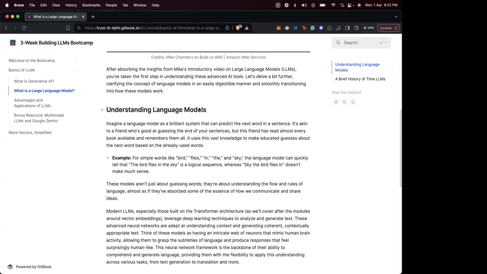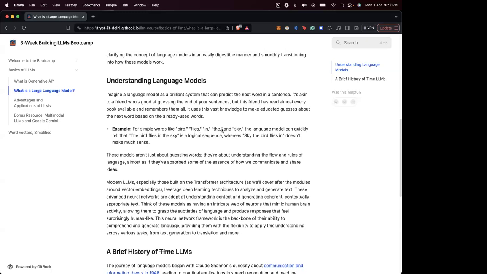So this is a very important thing that you're supposed to understand about these stochastic parrots, which is the fact that they are just probabilistic models where they will make educated guesses about the next word, but they don't specifically know the remaining words, or they don't have an innate ability of reasoning, quote unquote, in this context, right? So, for example, take simple words like "bird flies in the sky." The language model can quickly tell that "bird flies in the sky" is a logical sequence, whereas "sky the bird flies in" doesn't make sense. So what this helps the LLM to do is logically predict a sequence of words that makes a valid grammatical sentence.